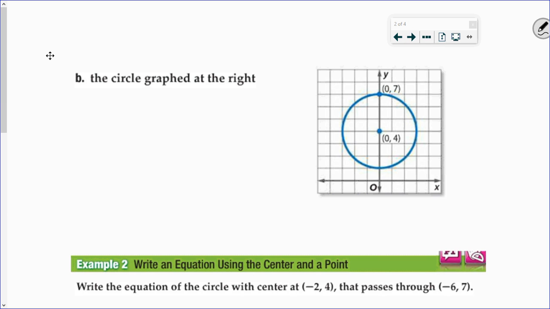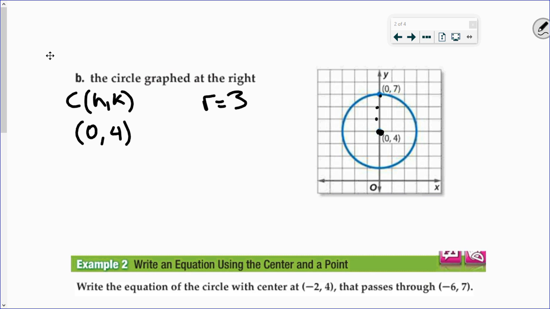Okay. So here we're going to write the equation of the circle graphed at the right. So again, to write the equation in standard form, we need the center, which is the point (h, k), and we need to know what the radius is. So the point of the center here is graphed, that is (0, 4), h is 0, k is 4. The radius, well, we can count how many units. We go 1, 2, 3. The radius would be 3 units.